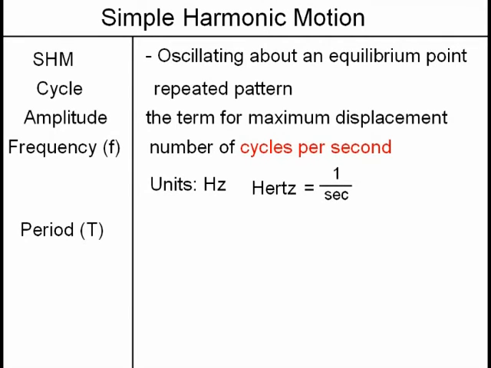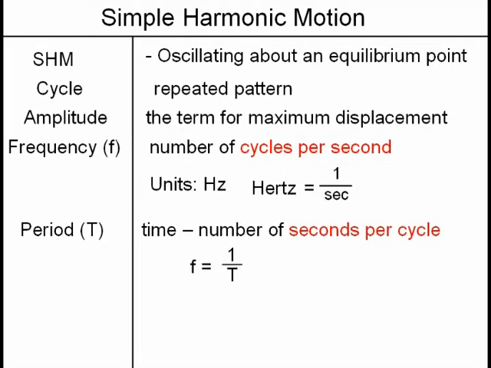Period is given the symbol capital T, and that's the time it takes to complete one cycle. We're going to call it the number of seconds per cycle. Putting the definitions this way, we can see frequency is cycles per second, and period is seconds per cycle. They are inverses of each other. We can also use these definitions to calculate the period and the frequency by dividing the number of seconds and the number of cycles.